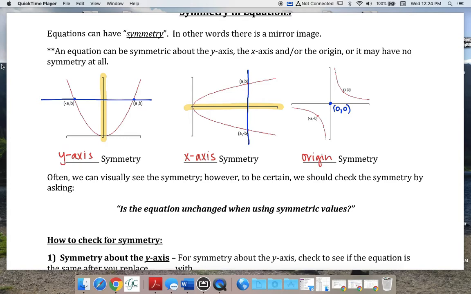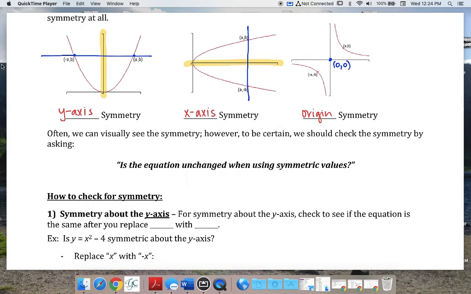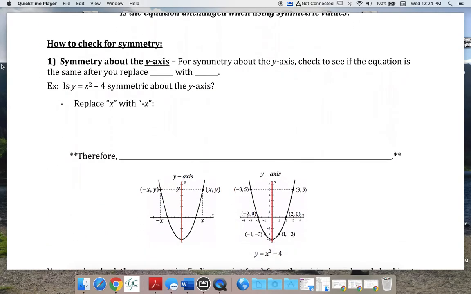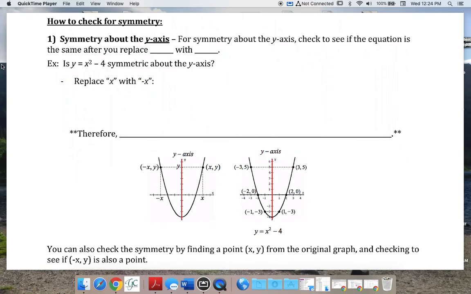So now we're going to go through each kind of symmetry, and we're going to talk about how we check for that symmetry. So starting with y-axis symmetry, like I mentioned before with the ordered pairs, we check to see if the equation is the same when we switch out the x values. So if we replace a positive x with a negative x, do we end up with the same equation?